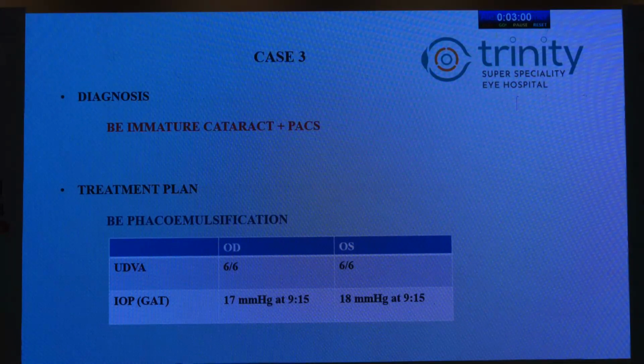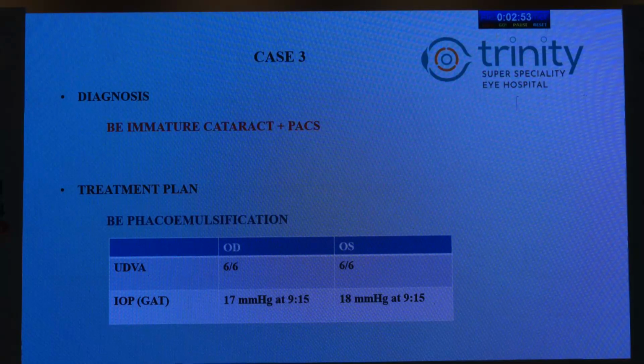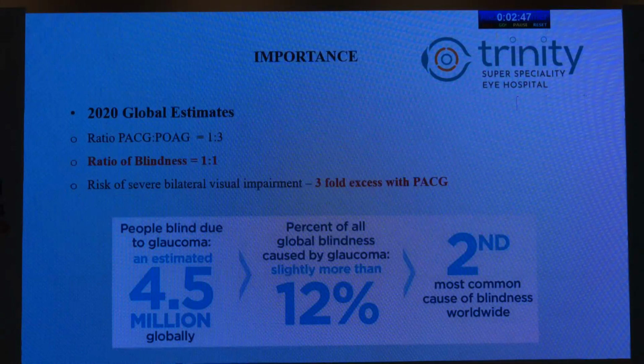In such cases you can directly go ahead with phacoemulsification. There is no need for any laser procedure. So a both eye phacoemulsification will give a very good outcome with good visual acuity and a controlled intraocular pressure after the surgery. Now, what is the importance of primary angle closure disease?